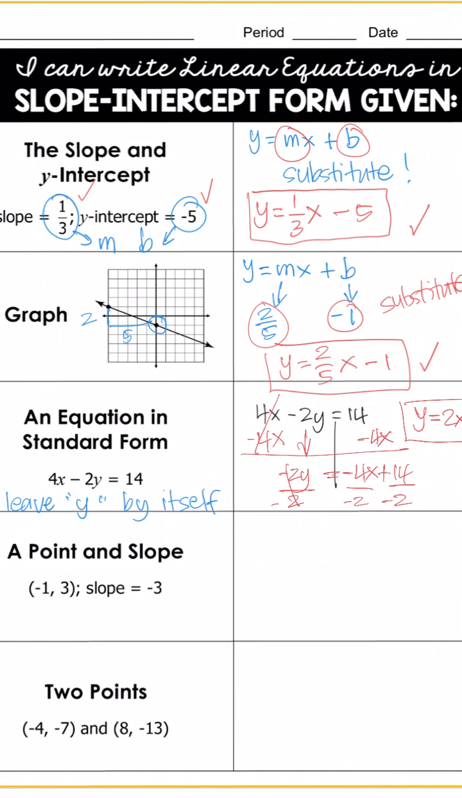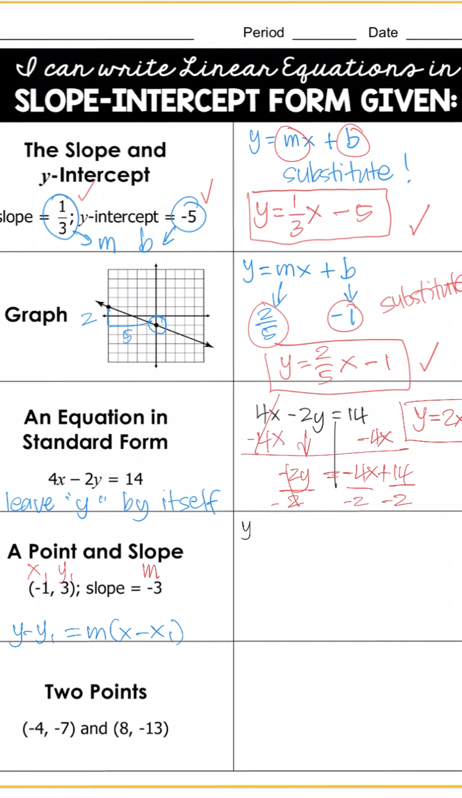Now, given a point and a slope, okay, the point is -1, 3, and the slope is -3. So in this case, we will be using the formula y minus y1 equals m times x minus x1. Okay, let's label the point and the slope. -1 is our x1, and positive 3 is our y1, and the slope is m. Okay, like I said, we're going to use that formula y minus y1 equals m times x minus x1.